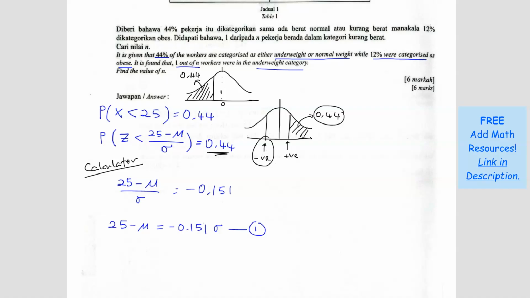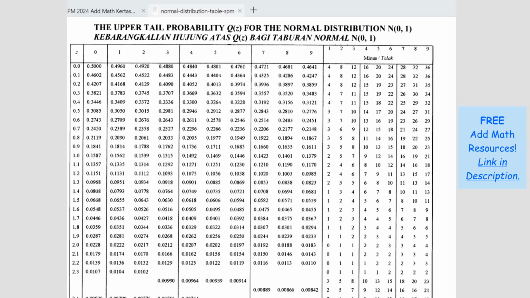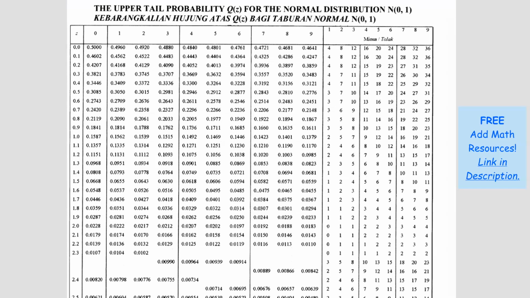Okay, so let's find where 0.44 is. Looking at the table, okay, let's see. We're looking for 0.44. By the way, because we are doing the inverse method, right? We have to find the 0.44 from here, not from the side, not from all this. We have to find it from the middle. So 0.44, the closest we can get is here, 0.4404, and then you have to minus the 4. Okay, this 4 here you need to minus. So what is the value? 0.151.